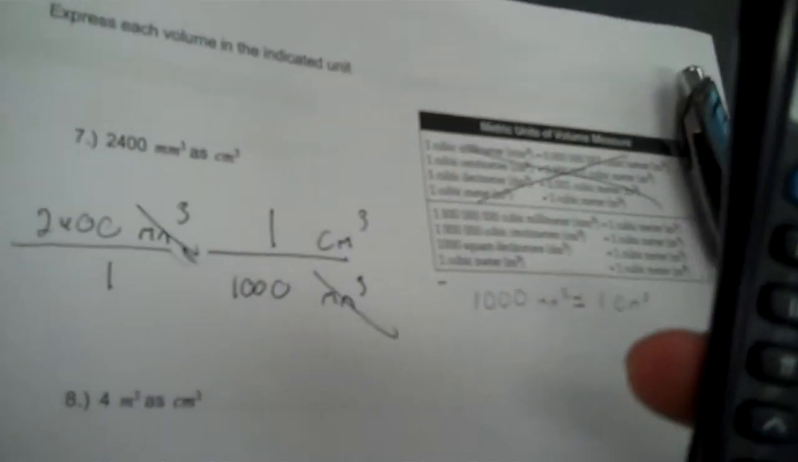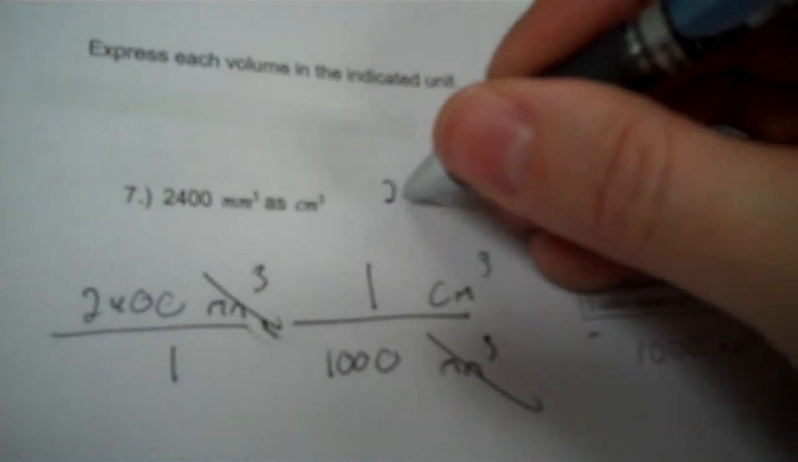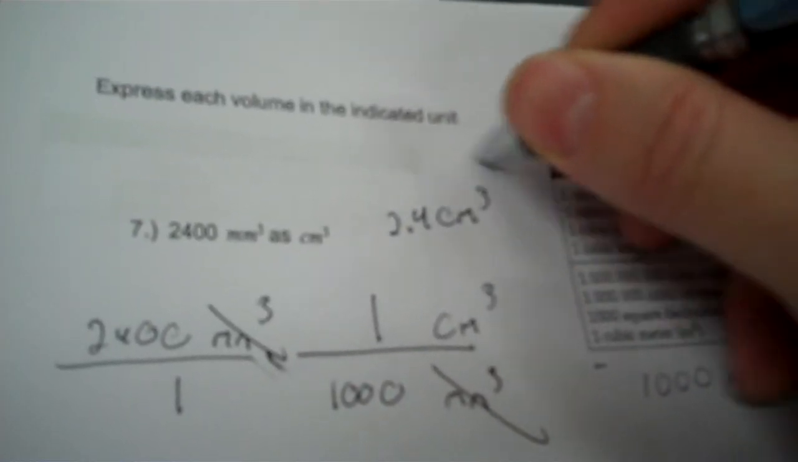So you got 2,400 times 1 divided by 1 times 1,000. Yes, I'm well aware you can just take 2,400 divided by 1,000. It's 2.4 cubic centimeters.